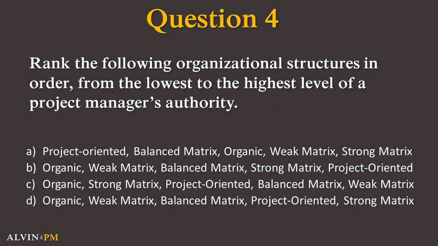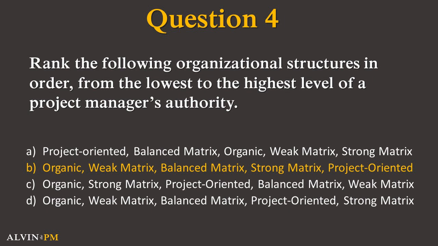Question 4. Rank the following organizational structures in order from lowest to highest level of a project manager's authority. A. Project-oriented, balanced matrix, organic, weak matrix, strong matrix. B. Organic, weak matrix, balanced matrix, strong matrix, project-oriented. C. Organic, strong matrix, project-oriented, balanced matrix, weak matrix. Or is it D. Organic, weak matrix, balanced matrix, project-oriented, strong matrix? The correct answer is B.